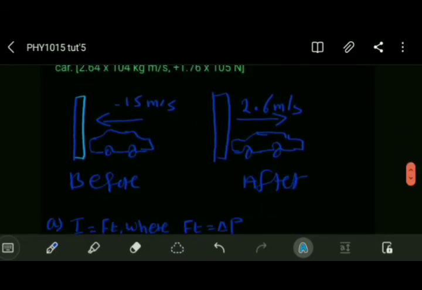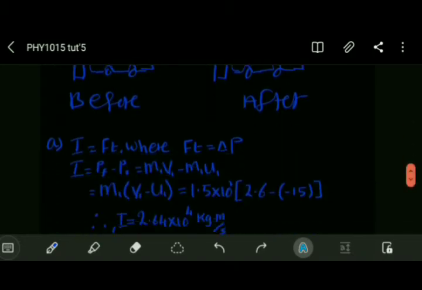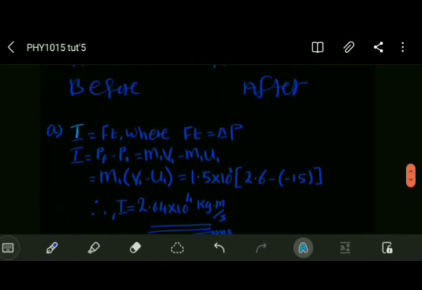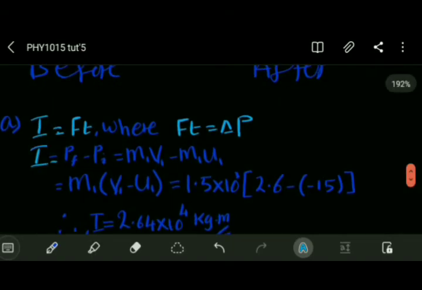So this is the diagram, how it looks. In fact, this car is going to the left, so you can tell that the velocity is negative initially. It's heading towards the negative x-axis, and as it bounces back, the rebound speed is 2.6 towards the positive x-axis, so the rebound velocity is positive. We are saying that the impulse is equal to Ft, where Ft is simply the change in momentum. Therefore, the impulse is just the change in momentum.